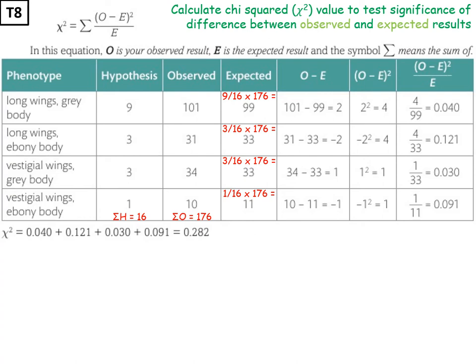And then looking at chi-squared, we've got our observed minus our expected. We squared that, divided by the expected, and then we find the sum of all of that. And we can see that we've come up with the value of 0.282. Now to see how significant this is, we need the degrees of freedom. And degrees of freedom is the number of phenotypes minus one. So here we've got four different phenotypes, and we minus one from it. So 4 minus 1 is 3, that is our degrees of freedom when we look at the statistical table.